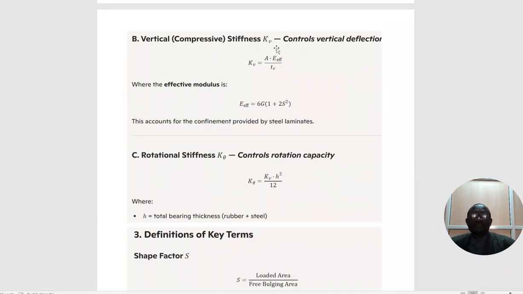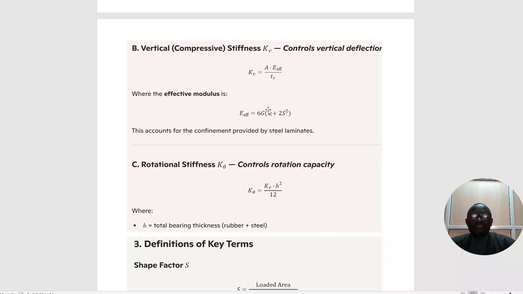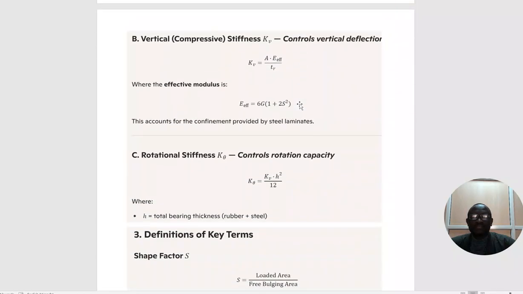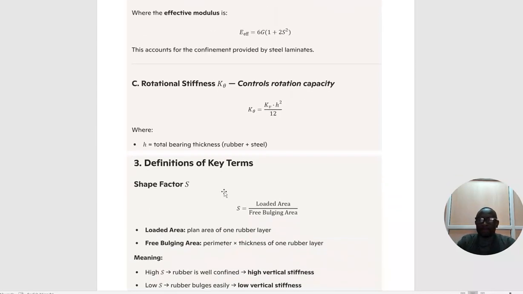Vertical or compressive stiffness. That was horizontal Ks, this is now Kv, which controls vertical deflection. It is the area times the effective modulus. The effective modulus is given by 6 times G, and G is already defined up here, that G is the shear modulus. Then S is the shape factor, loaded area divided by free bulging area. And the bulging area is the perimeter times the thickness of one rubber layer.